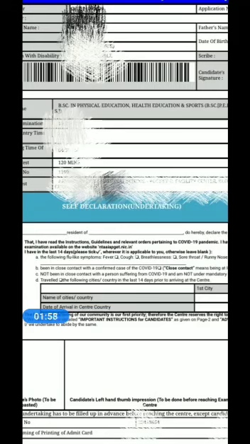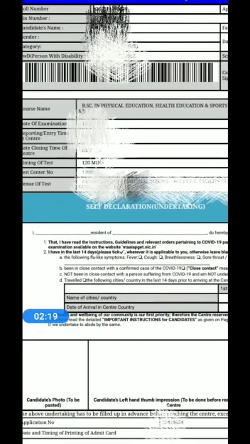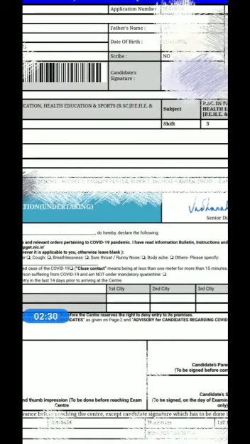Then point C is not being in close contact with a person suffering from COVID-19. So if you have not been in contact with a person suffering from COVID-19, you just need to check that box, like just tick it. And then D is your travel history. If you have been traveling anywhere, you need to write it down, first city, second, third, or fourth, in the past 14 days only.